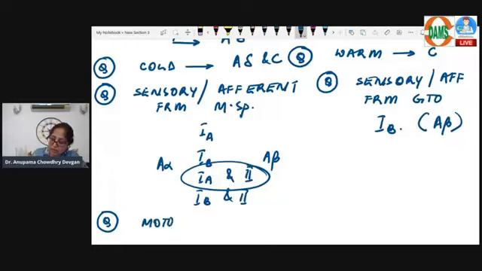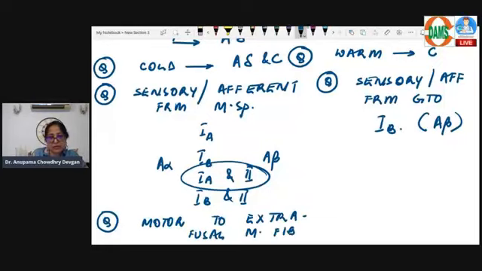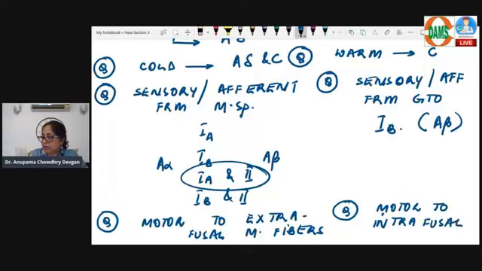What is motor to the extrafusal muscle fibers? And what is motor to the intrafusal muscle fibers?